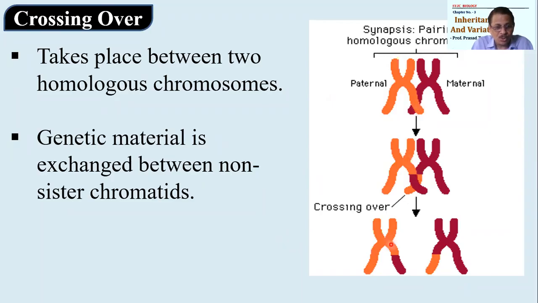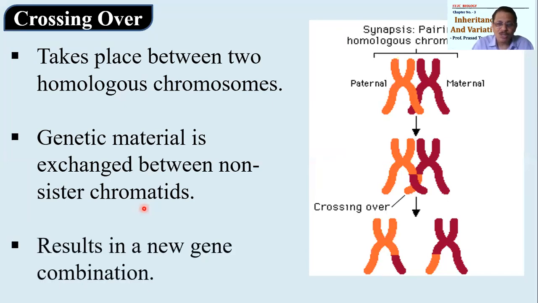उनके बीच में ये प्रोसेस हो रहा है. So what is said over here? Read this properly again. Genetic material is exchanged between non-sister chromatids of homologous chromosomes. Homologous chromosomes के बीच में होगा, लेकिन उनके non-sister chromatids के बीच में होगा. It will give new genetic combinations.